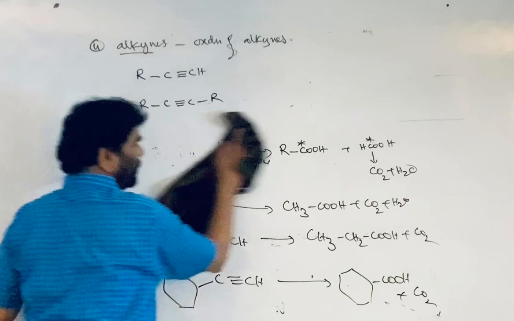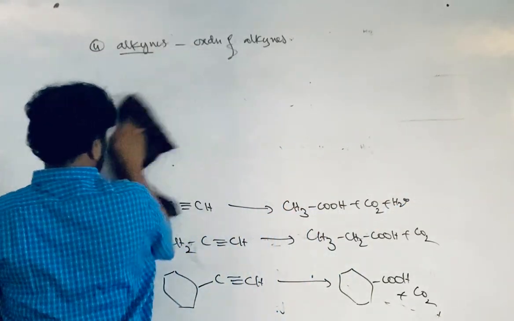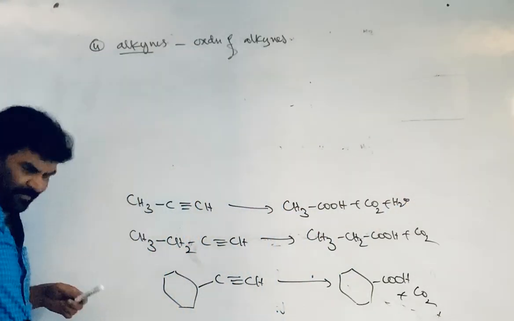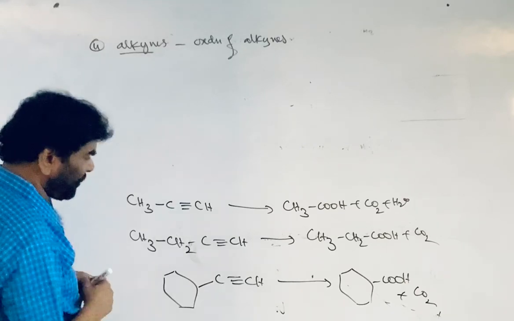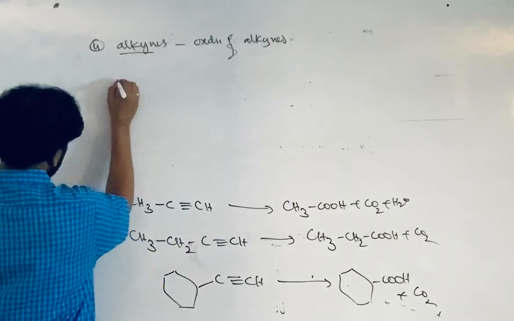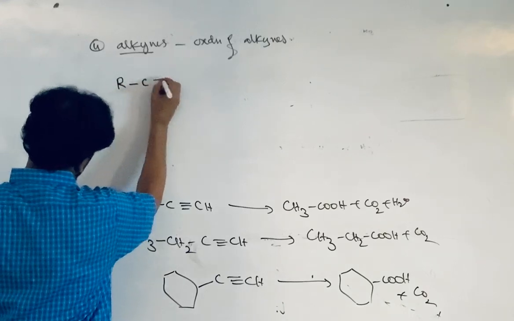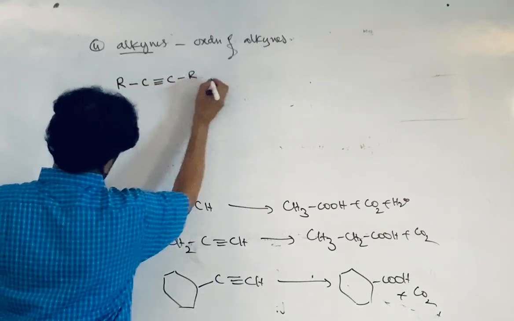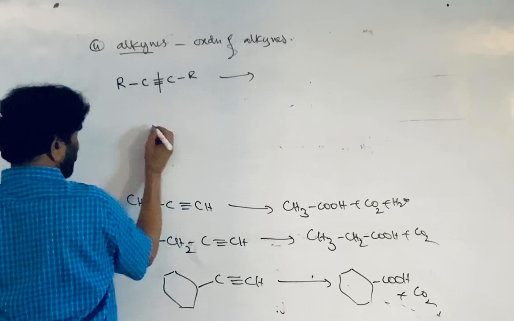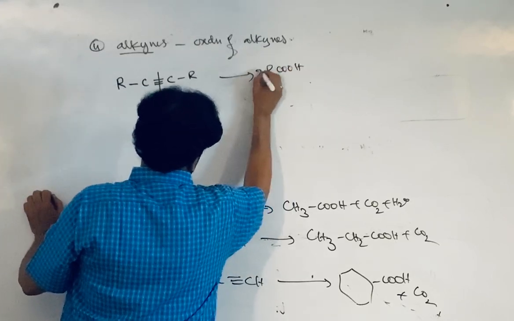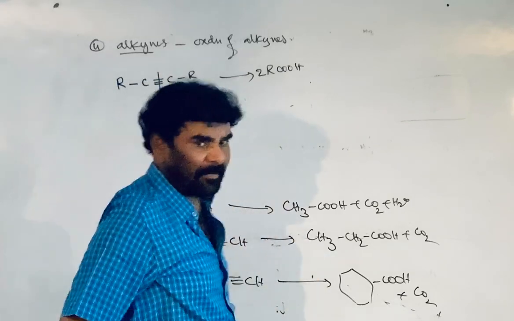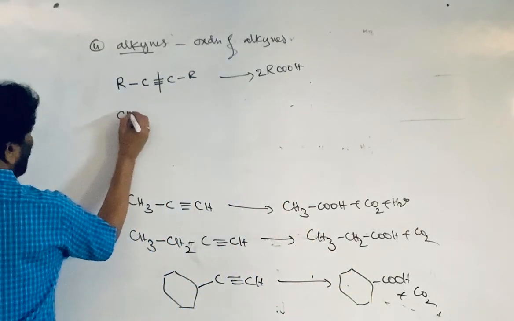So now, see, this is the best method for the preparation of the acids. If you take symmetrical alkynes, they also produce the cut through this one, same reagent, RCOOH. 1 mole gives 2 moles of the carboxylic acid. 2-butyne.